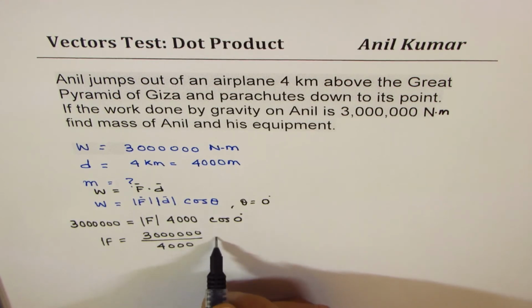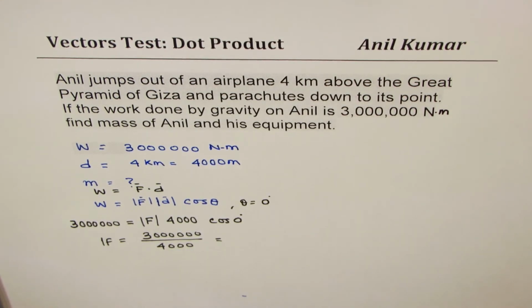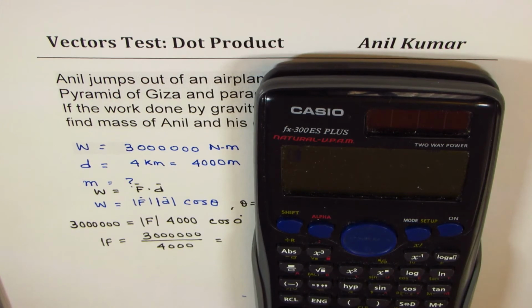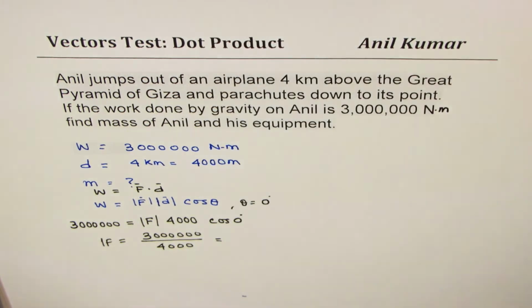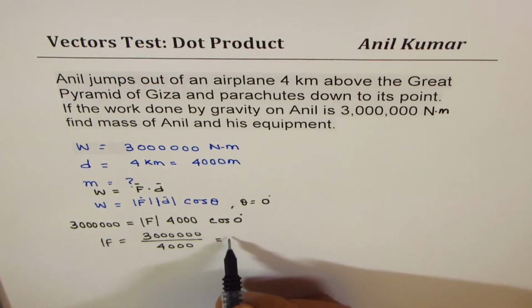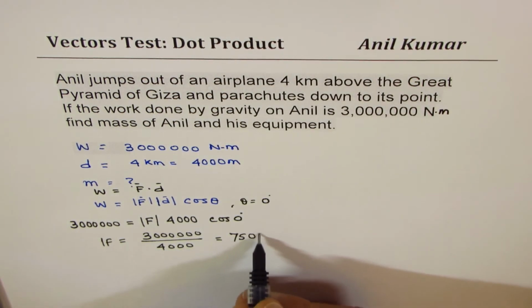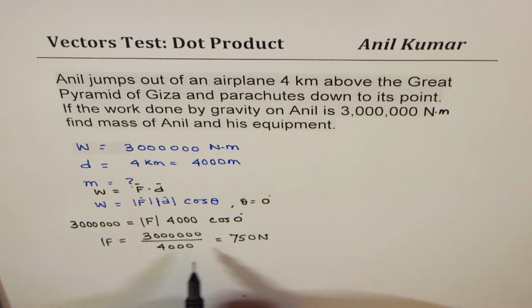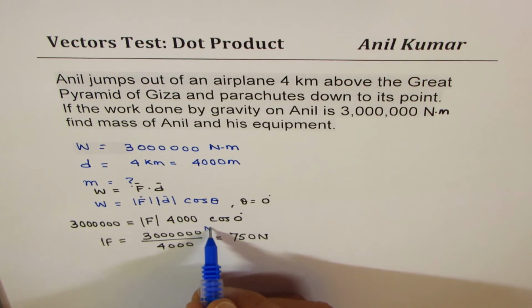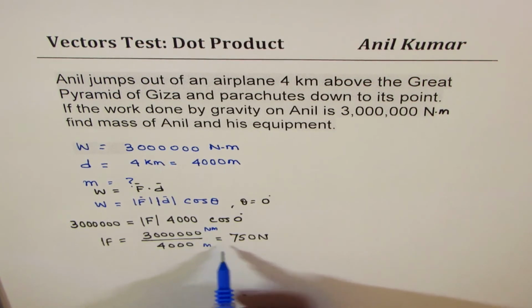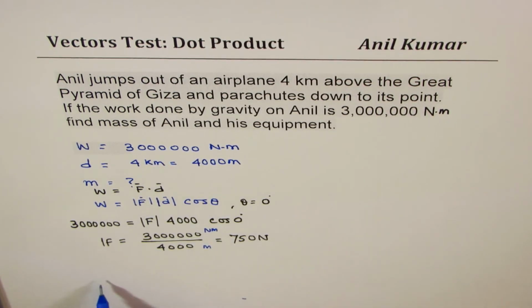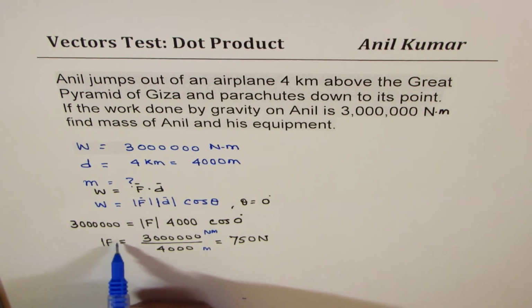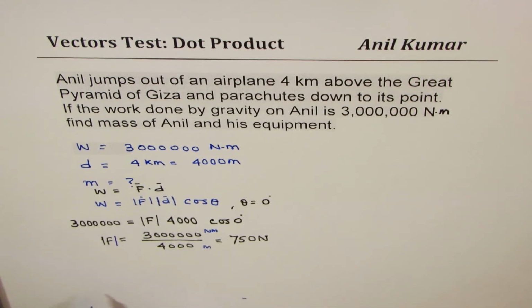Cos 0 is 1, so this is equal to, let's calculate, 3 million divided by 4,000, which gives 750. So you get a force of 750 newtons, correct? So you have basically divided newton meter by meters to get newtons. So that is the magnitude of force, correct?